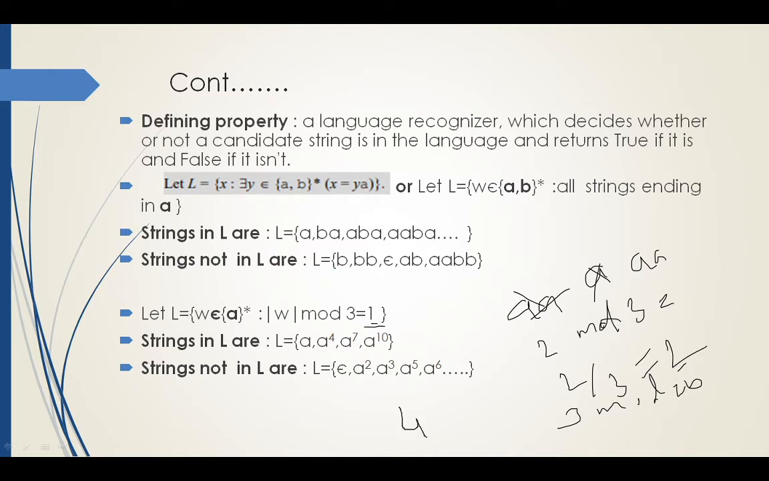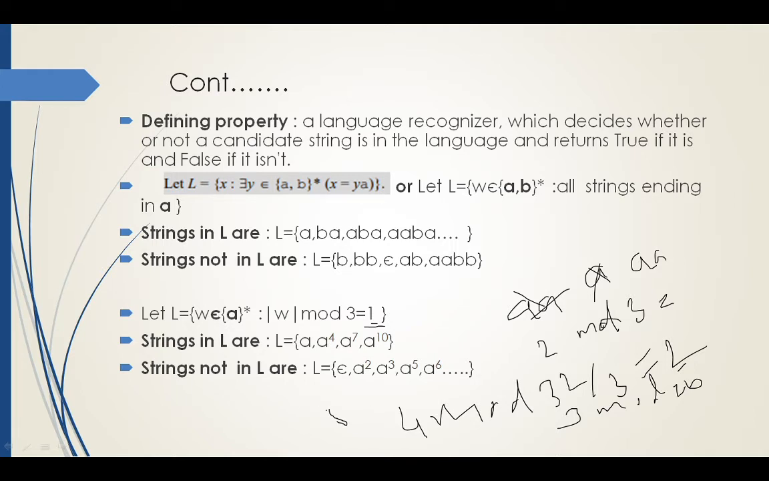If I take 4 A's, sorry, this 1 A is allowed because 1 mod 3 is what? The remainder is 1. So that is allowed here. Next, 4 mod 3. You divide 4 by 3, so what value do you get as a remainder? It is 1. So A raised to 4 is allowed. So 4 A's I can write in the valid string list.